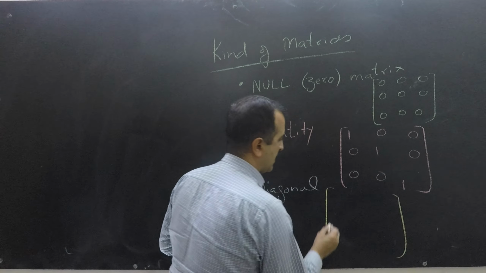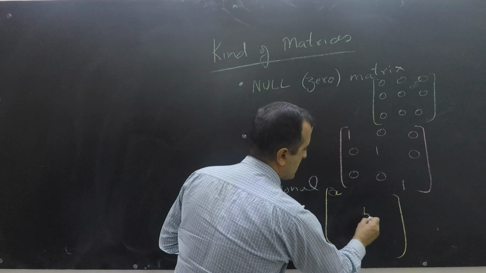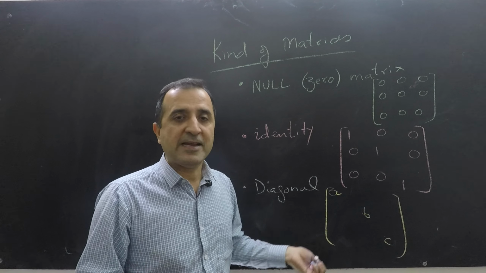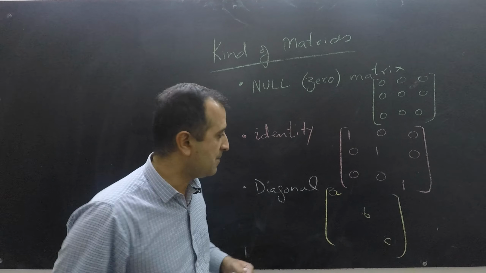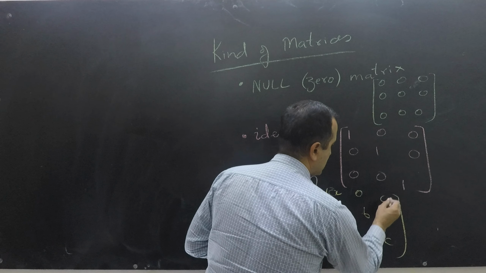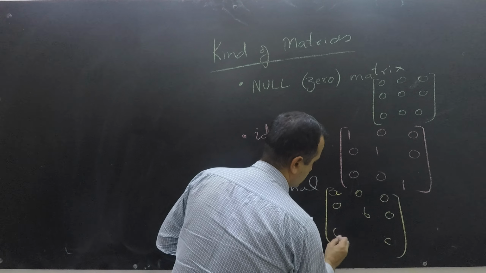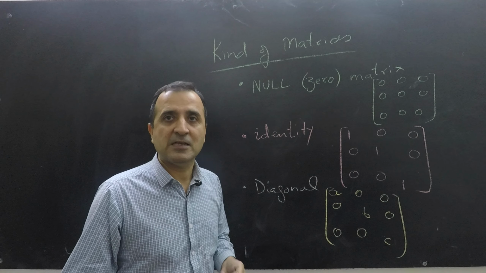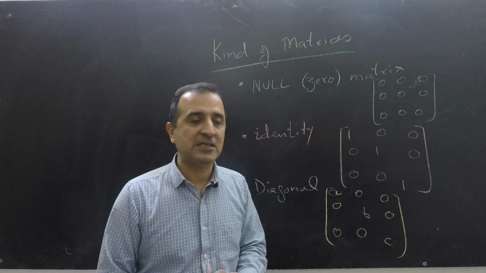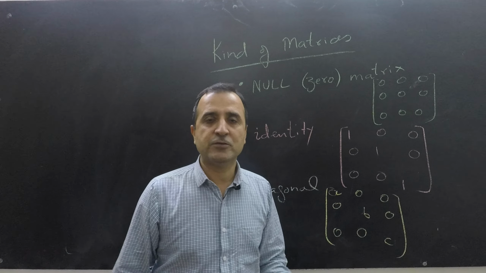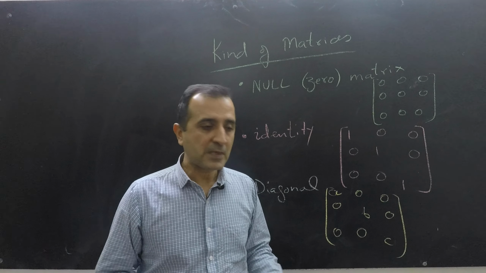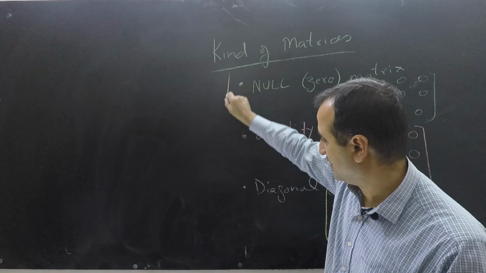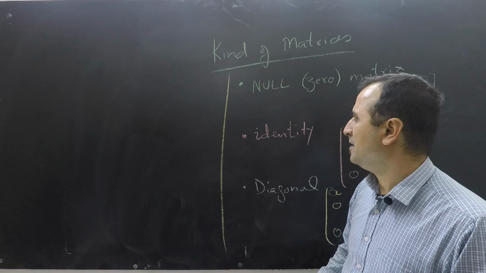So the diagonal can have A, B, C, where A, B, C can take any values like -1, 0, 1, and so on, and all the rest of the entries will be zeros. And this is the diagonal matrix. The identity matrix is also a diagonal matrix, but it is a special kind of diagonal matrix where A, B, C are equal to 1.